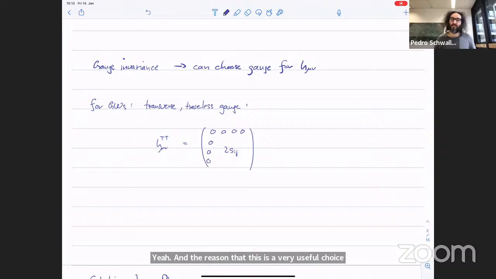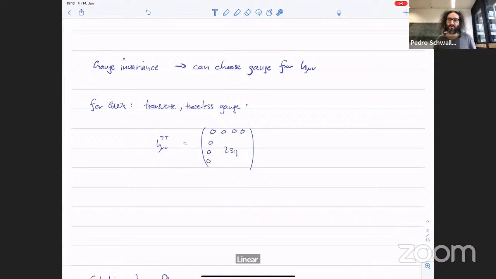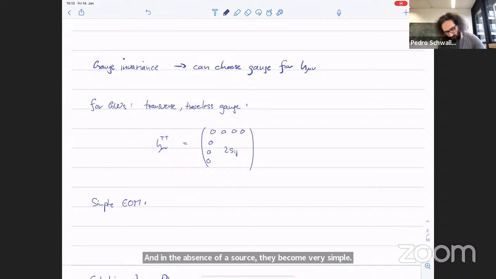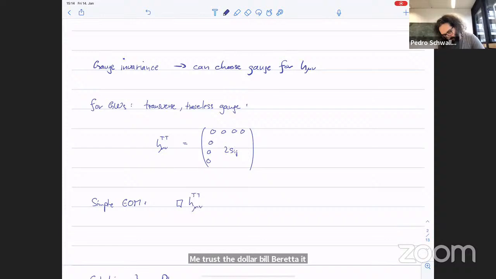vacuum equations of motion, so the Einstein equations linearized in terms of the small perturbation, and in the absence of a source, they become very simple. Namely, it's just the D'Alembert operator acting on h mu nu TT equals zero.